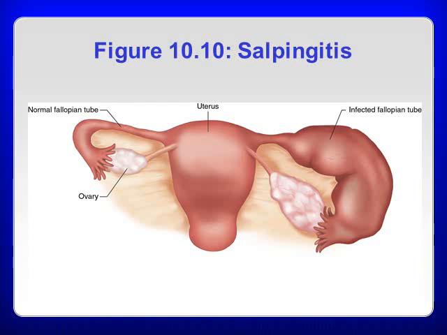This is a picture illustrating salpingitis, which is an inflamed or infected fallopian tube. This can occur because of other causes, but here it's relating back to a female with possibly unresolved gonorrhea. So again, be aware of some of the other complications of those sexually transmitted infections.